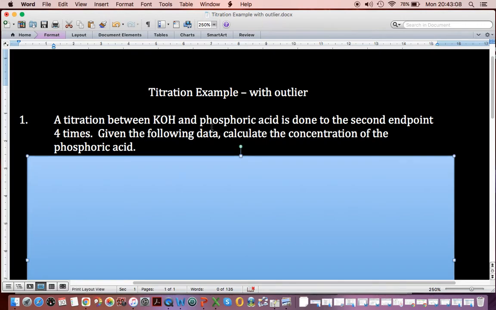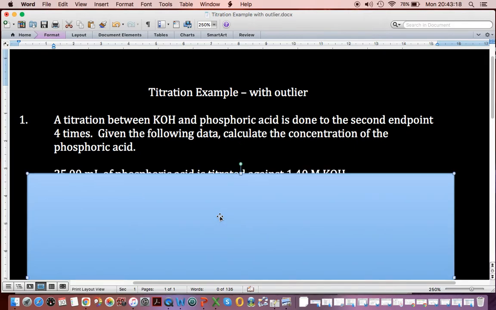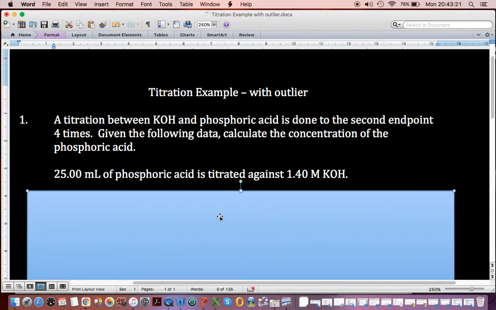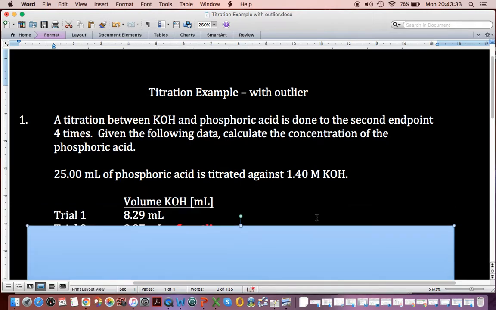What that means is phosphoric acid is H3PO4, but we're not going to take all 3 protons off. We're only going to take off 2. It says it's done 4 times, and now we have to do it as a regular titration. We're given this volume, so this is likely the volume of phosphoric acid we have in our flask. And we're adding the KOH as we go along.